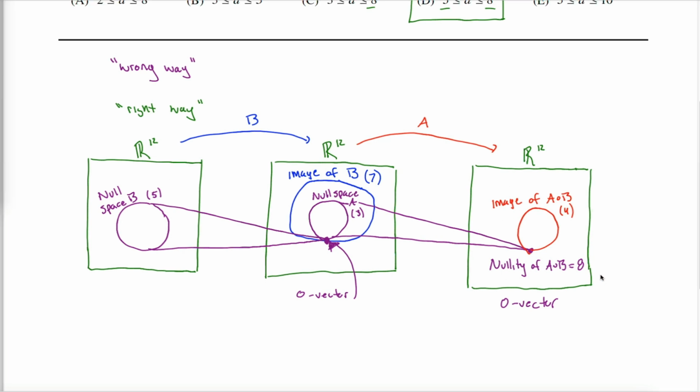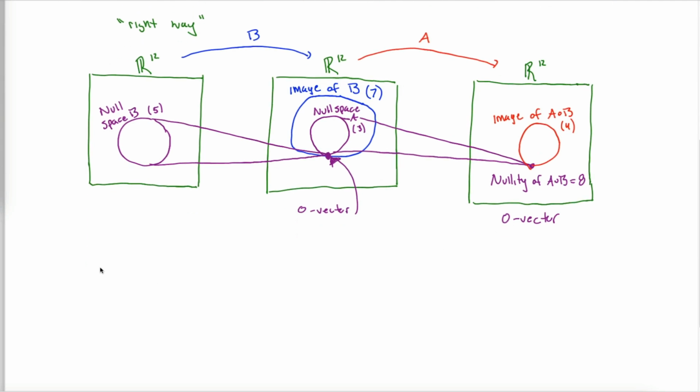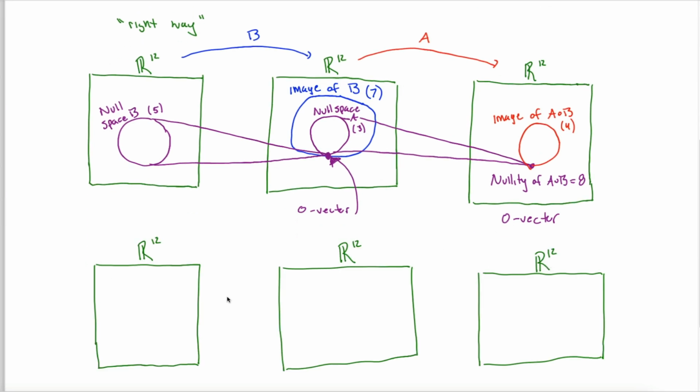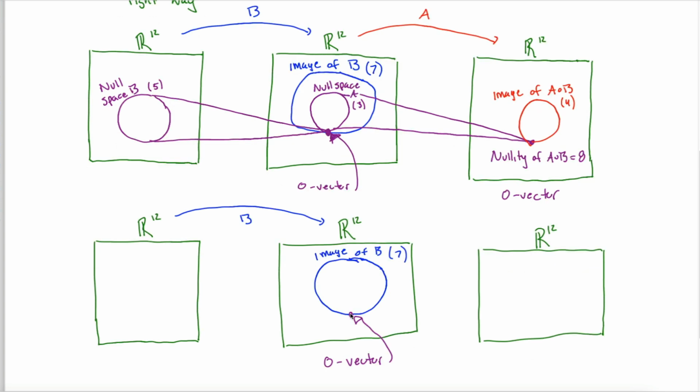I've only pictured the case with the maximal nullity, so maybe I'll make the argument one more time for minimal nullity, in case people are still a little bit sketchy with this. I still need 3 beautiful copies of R12. I'm still going to first apply transformation B. Transformation B is still going to leave me with the 7-dimensional image, meaning 5 dimensions get mapped to this 0 vector. Those 5 dimensions are referred to as the null space of B. So far the pictures are identical.